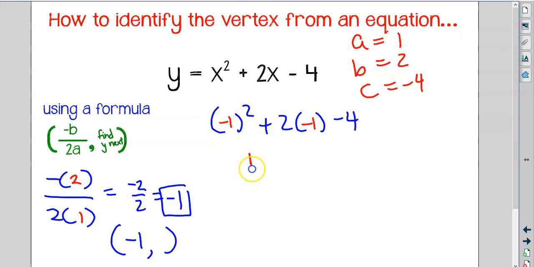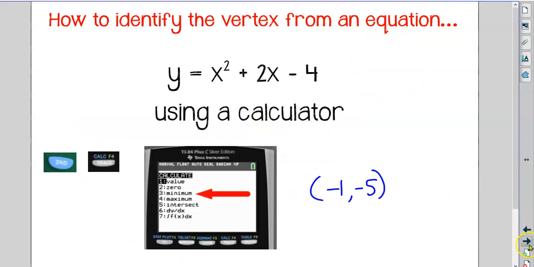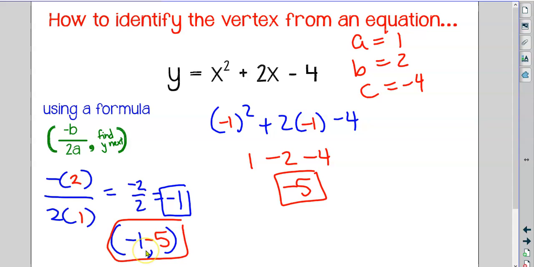-1 squared is 1. 2 times -1 is -2. And then -4. So 1 minus 2 is -1. -1 minus 4 is -5. And that's how I get my same vertex for the equation we did on the previous screen, right? -1, -5. That's how I get my vertex algebraically.